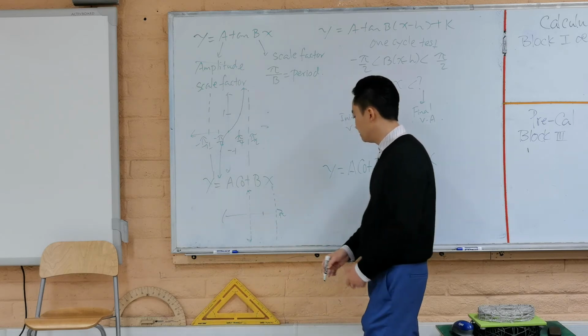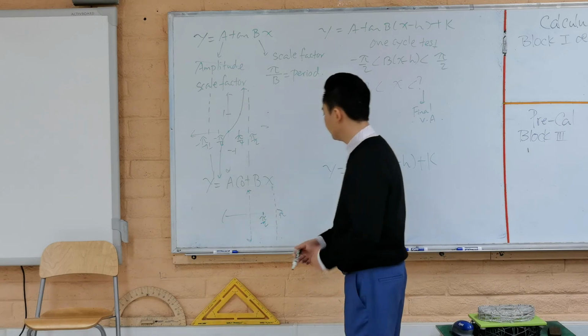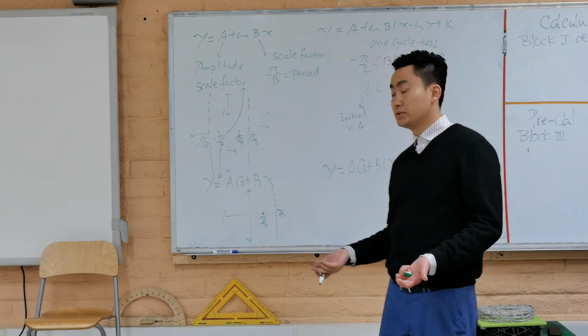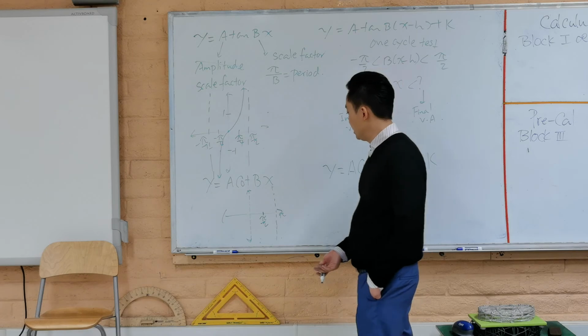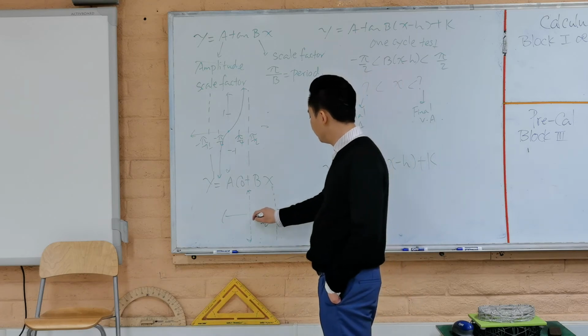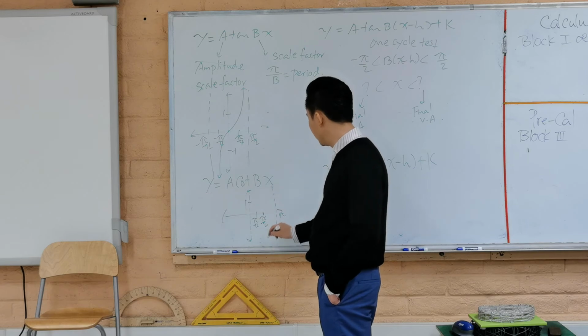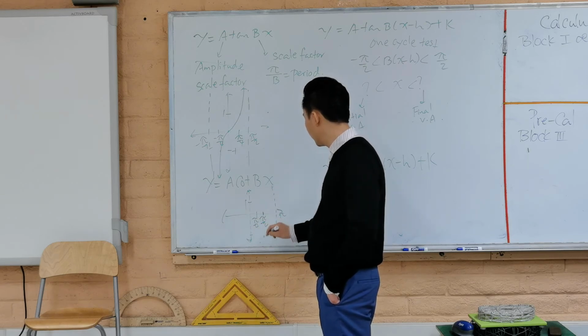Then cotangent of pi over 2 is 0, because cosine of pi over 2 is 0 and sine of pi over 2 is 1, so 0 over 1 is 0. Cotangent of pi over 4 is positive 1. Cotangent of 3 pi over 4, all the way down here, is negative 1.